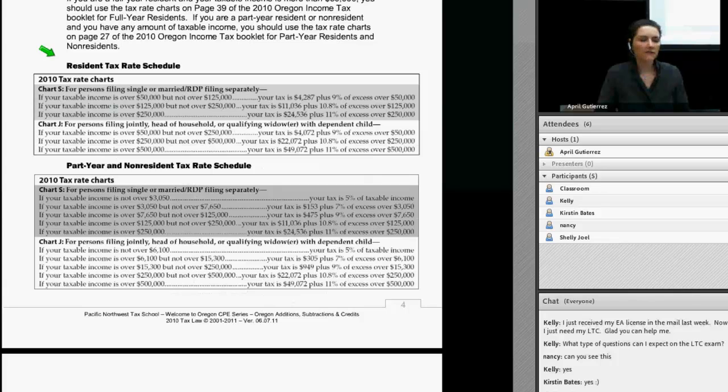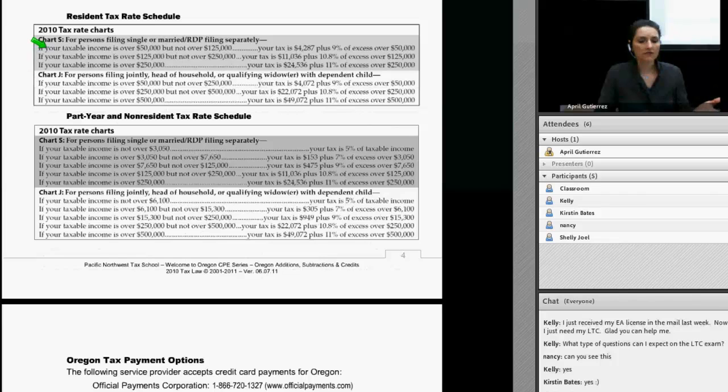So I've essentially got the two tables lined up next to each other. The first table comes out of the Oregon Full-Year Resident Booklet, and you'll note that it picks up where the table leaves off. So it doesn't offer a calculation methodology if your taxable income is less than $50,000. It says go to the charts. But if you go over to the part-year and non-resident table, that is where you see that it offers space for people who fall into that 5% tax bracket I was telling you about. So it's an examination of the tables that tells you that there actually are other tax brackets out there.